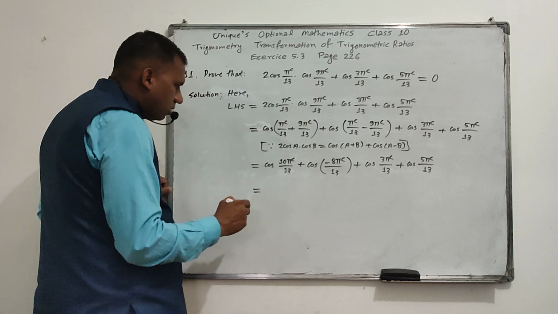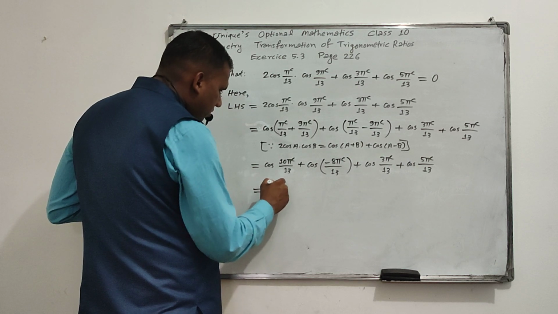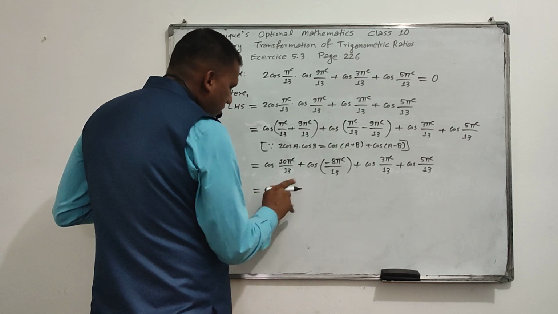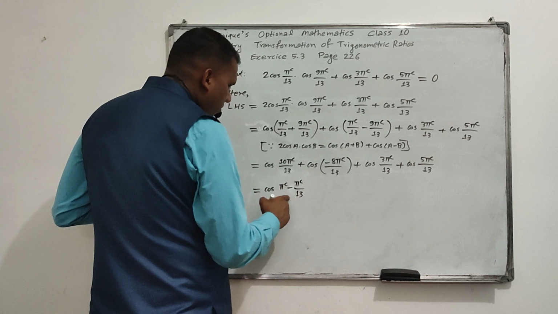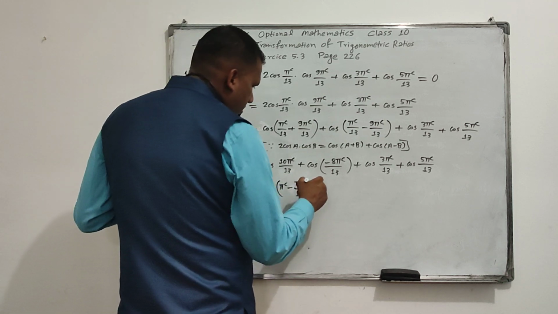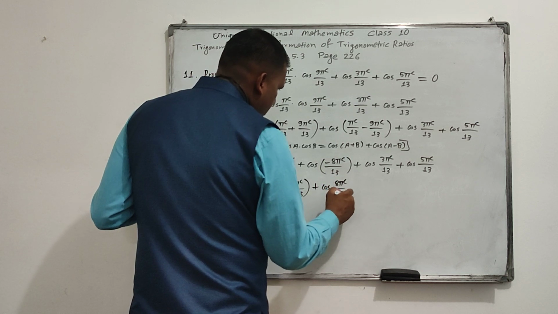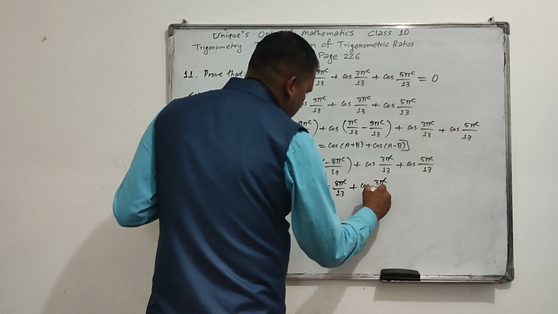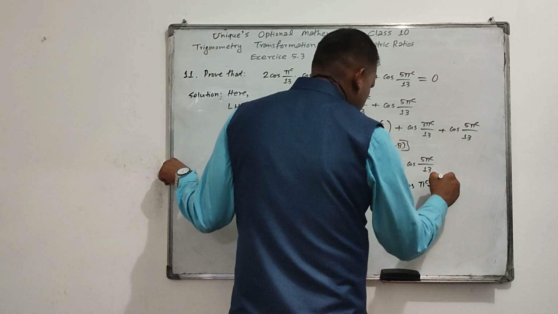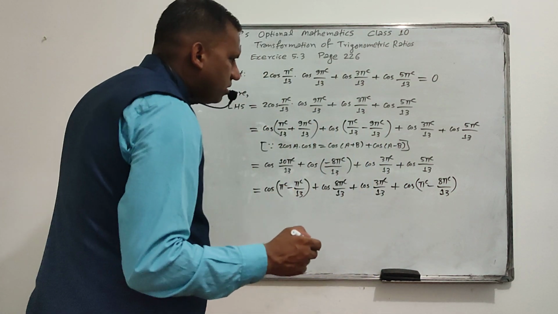Now this equals cos 10 pi by 13, that is cos of pi minus 3 pi by 13, since 13 pi minus 10 pi is 3 pi. And cos of minus theta is cos theta, so cos 8 pi by 13, plus cos 3 pi by 13, plus cos 5 pi by 13, that is cos of pi minus 8 pi by 13, since 13 pi minus 8 pi is 5 pi. So 5 pi by 13 is pi minus 8 pi by 13.